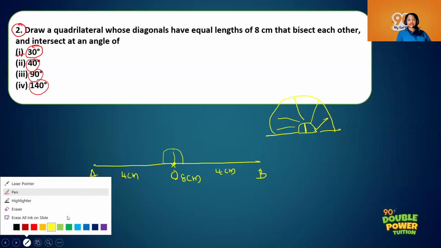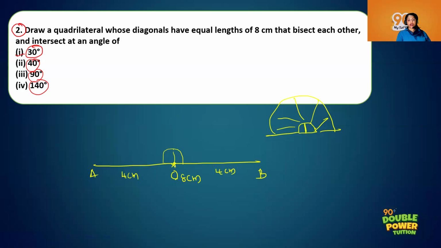Now take 30 degrees in the protractor from line OB. Then draw a line. Extend this line on both sides using your scale, and give it the name CD. Now take 4 centimeters in your compass. It should be 30 degrees. This is 30 degrees and this side will also be 30 degrees.